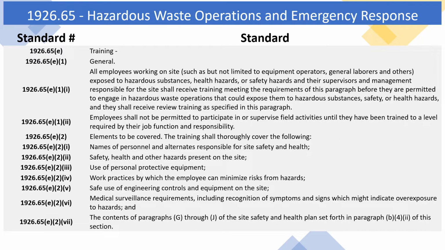1926.65 E. Training. 1926.65 E1 General. 1926.65 E1(1) All employees working on site, such as but not limited to equipment operators, general laborers and others, exposed to hazardous substances, health hazards, or safety hazards, and their supervisors and management responsible for the site shall receive training meeting the requirements of this paragraph before they are permitted to engage in hazardous waste operations that could expose them to hazardous substances, safety, or health hazards, and they shall receive review training as specified in this paragraph.